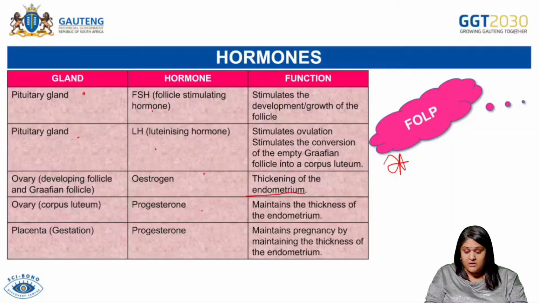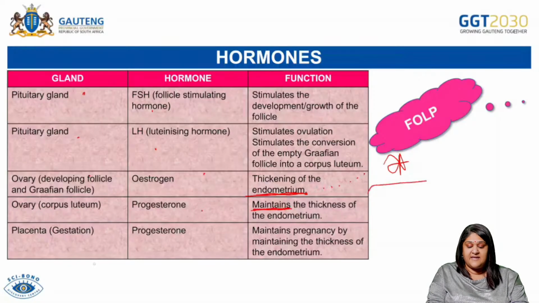We don't say wall. We don't say endometrium wall. We don't say uterine wall. We say endometrium. Then the progesterone maintains the thickness of the endometrium. It maintains the thickness. This one is building it up. This one is maintaining it.